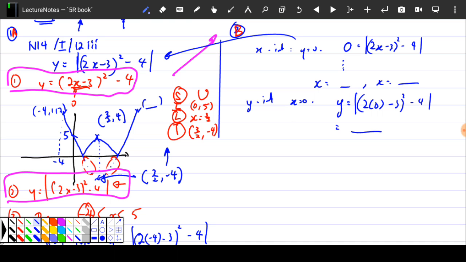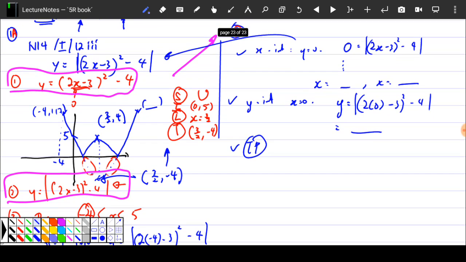Okay. Then after that, you have these 2 points already. Then you need the turning point because this is a curve, right? So you need the turning point. So the turning point, still the same thing. You know x is equal to 3 over 2.